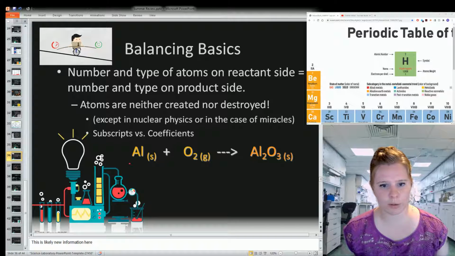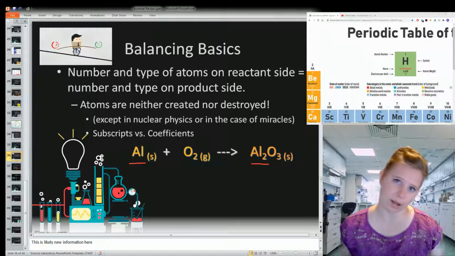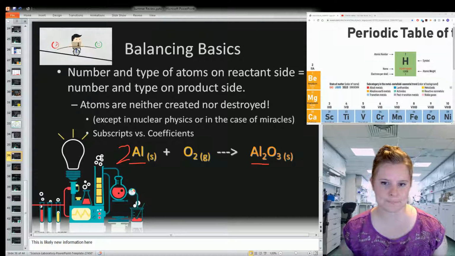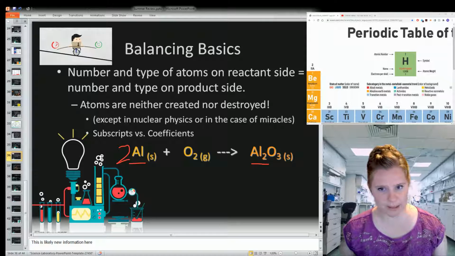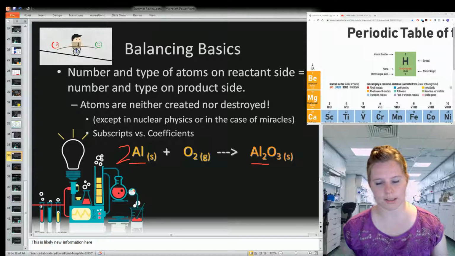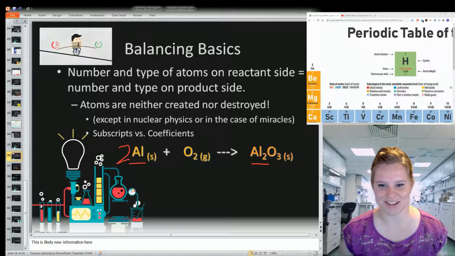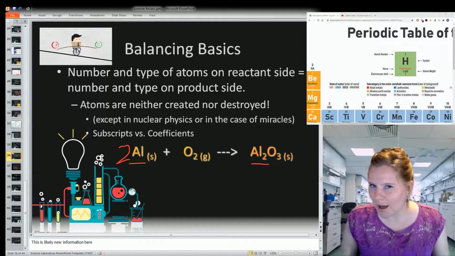I have 1 aluminum over here. I have 2 aluminums over here. Okay, that's not equal. So I know I need at least 2 aluminums here. So I'm going to change that coefficient up front. All right, so now aluminum is balanced. And then check oxygen. I have 2 aluminum here. I have 3 aluminum on the product side. Oxygen. I have 2 oxygen here and 3 oxygen here. All right, how does that balance?